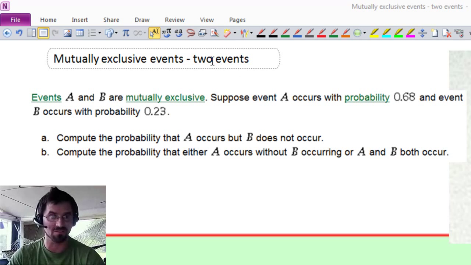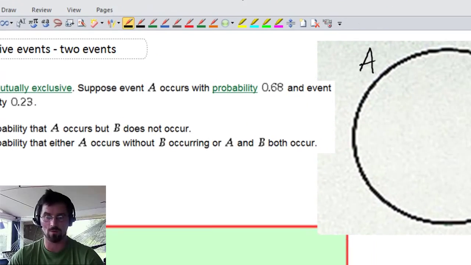But mutually exclusive events, two events, we're going to talk about that. First thing you need to understand is what does it mean for two events to be mutually exclusive. So normally we have a Venn diagram that looks like this over here.